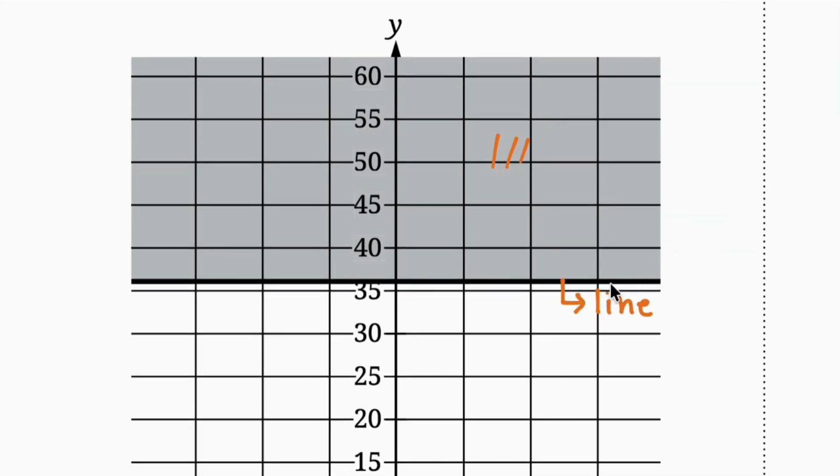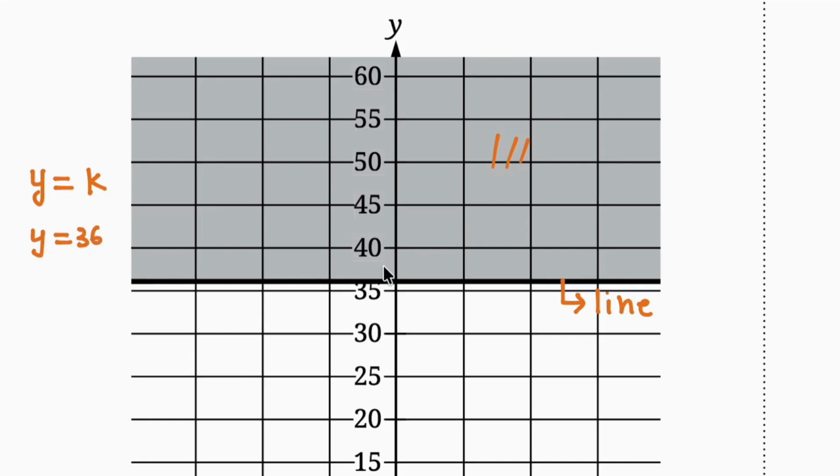Whenever a line is parallel to the x-axis, if you check that line, the y value is the same everywhere. What is changing? Only the x value. So whenever you have the same y value, you will find a line which is parallel to the x-axis, and that line will have the equation y is equal to that number, whatever that number is. And here that number is 36 approximately. So y is equal to 36.